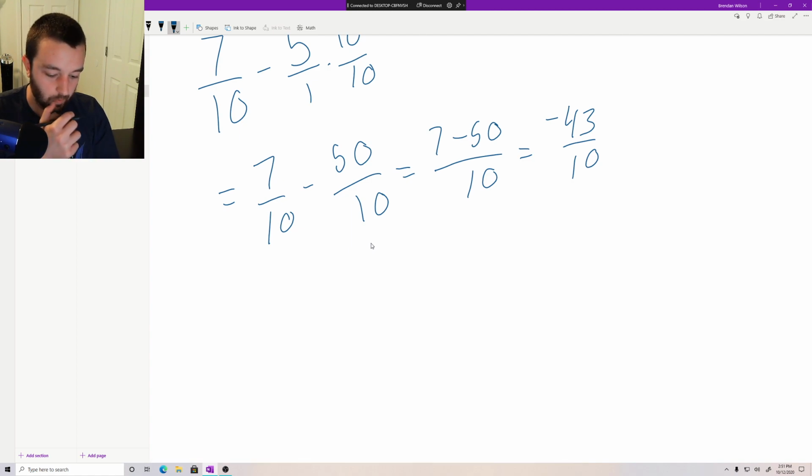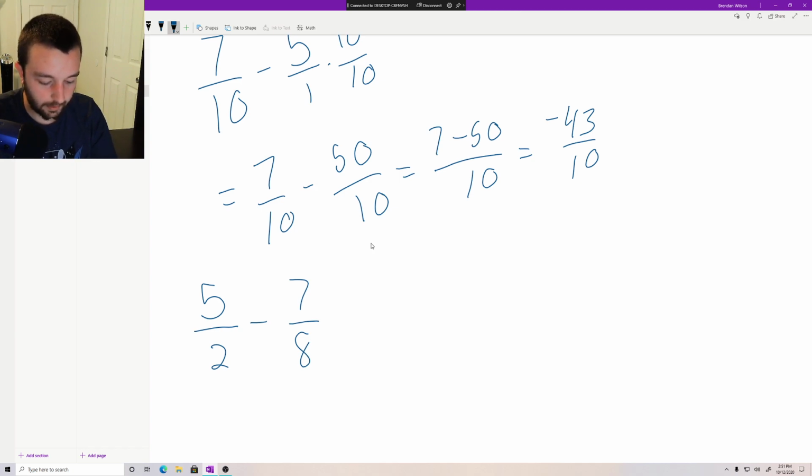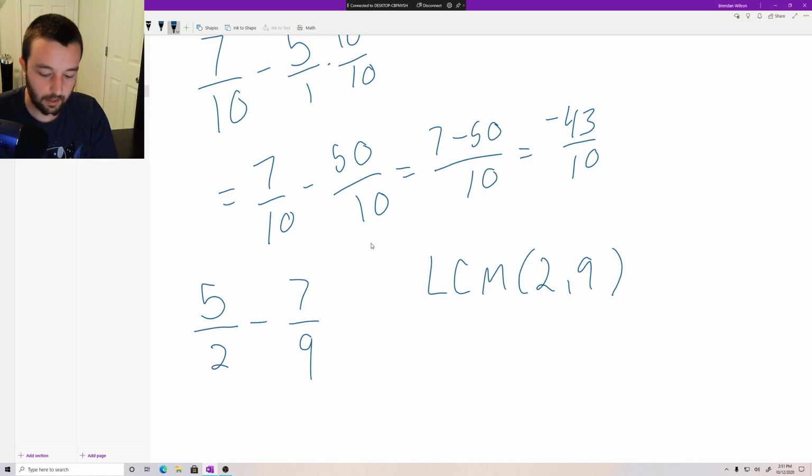Let me think. How about 5/2 minus 7/9. Okay. So we need the least common multiple of 2 and 9. Okay. Now I should mention, you don't even really need a least common multiple. That part's a little unnecessary. You really just need a common multiple, and any of them would do. You just might have to reduce at the end.